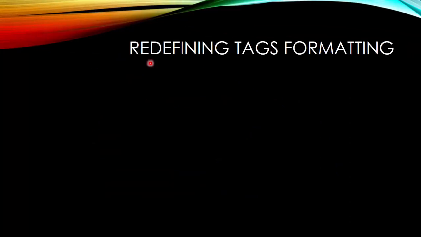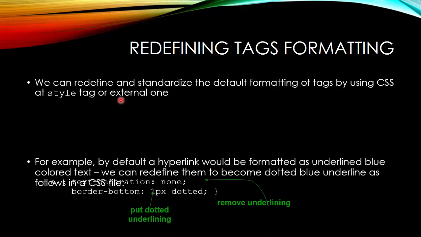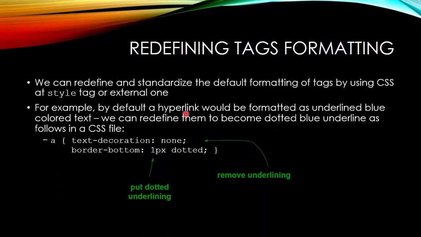With CSS, we can redefine the default rendering of certain text. We can redefine the standard formatting for text using CSS, with a style tag or an external file. For example, a hyperlink will be formatted as underlined blue colored text. We can redefine this to become a dotted blue underline as follows.